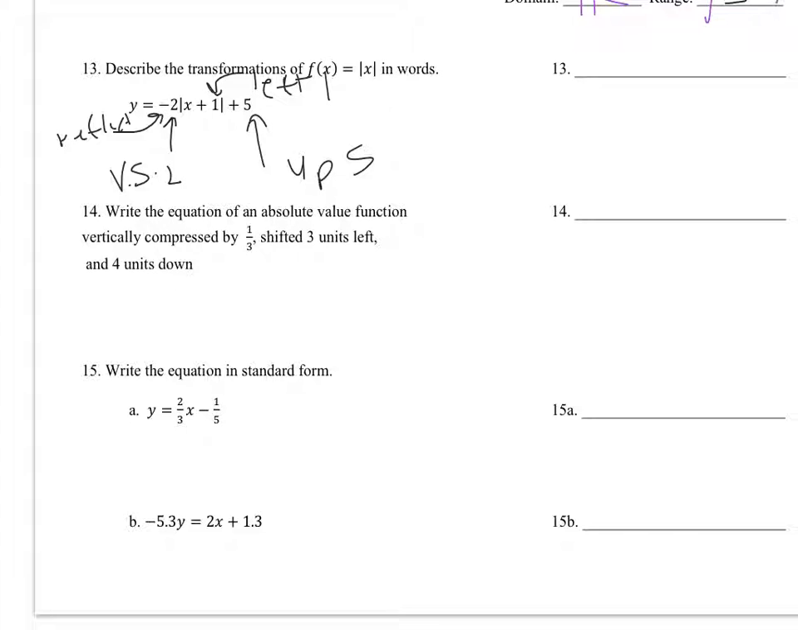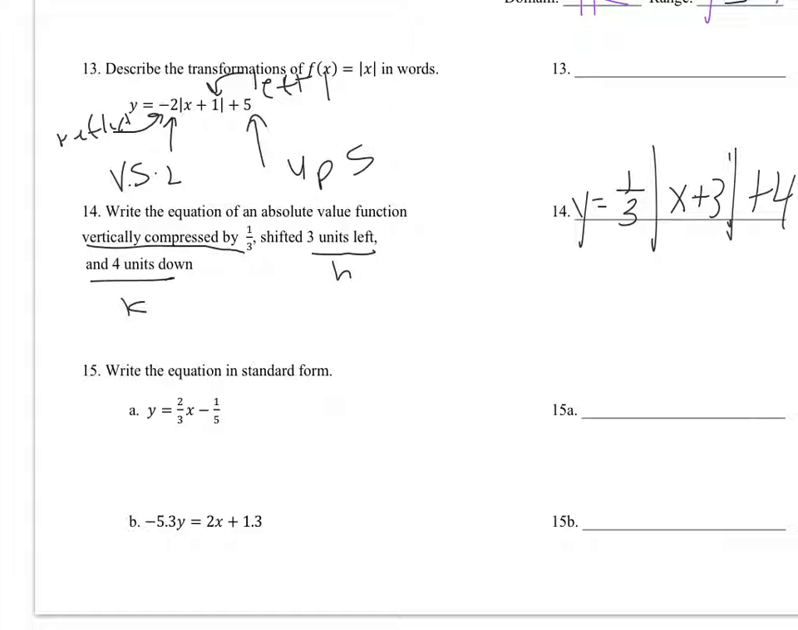So what would it look like if you had this information? Well, vertical compression, that's my a. Shift 2 units left, that will be my h, and this is my k. So y is equal to my a, then inside is my h. So if it's moving left, remember it's always opposite, so it should say plus 2. And by 2, I actually mean 3. I gotcha. And then up 4, up and away. And by up 4, I actually mean down 4, and this should be subtraction.